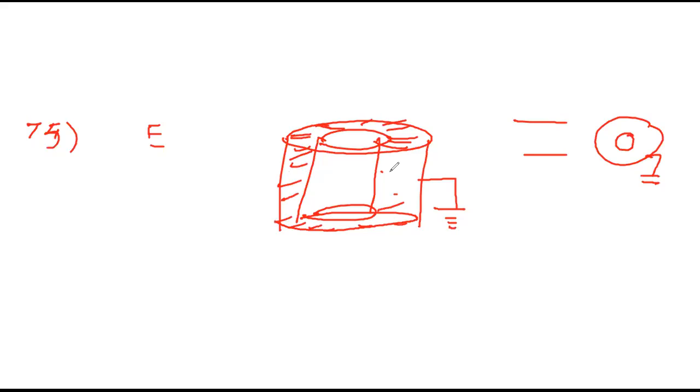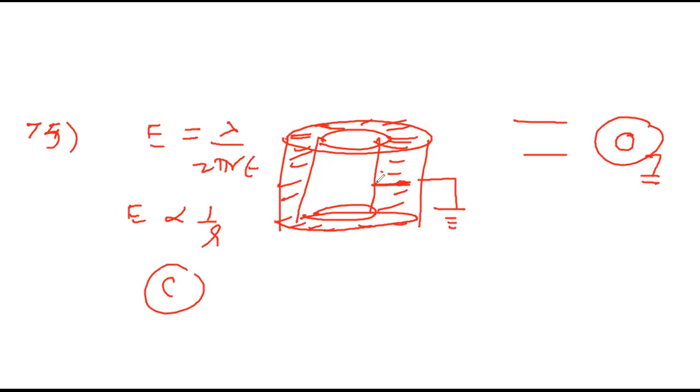So intensity at any point near the cylinder, we know it is lambda upon 2 pi r epsilon, where lambda is charge per unit length. Correct? So can I say E is inversely proportional to r then? So any point near the charged cylinder, intensity is lambda upon 2 pi r epsilon. So E is inversely proportional to distance from the axis. Therefore C.